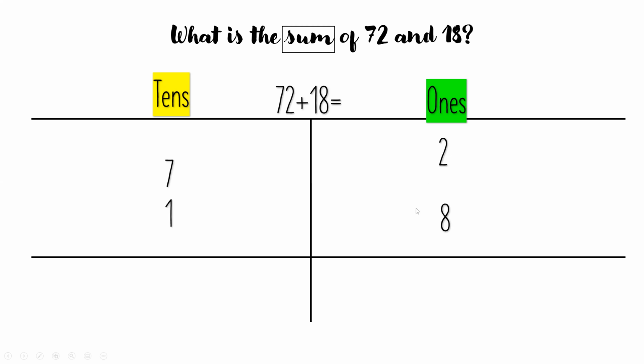8 plus 2 is 10. We're going to carry our 1 over, and now we're going to add 7 plus 1 plus 1, which is 9. So our answer is 90.